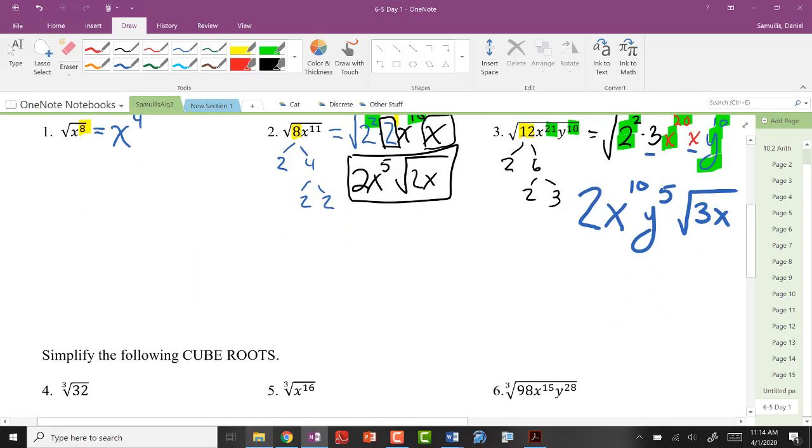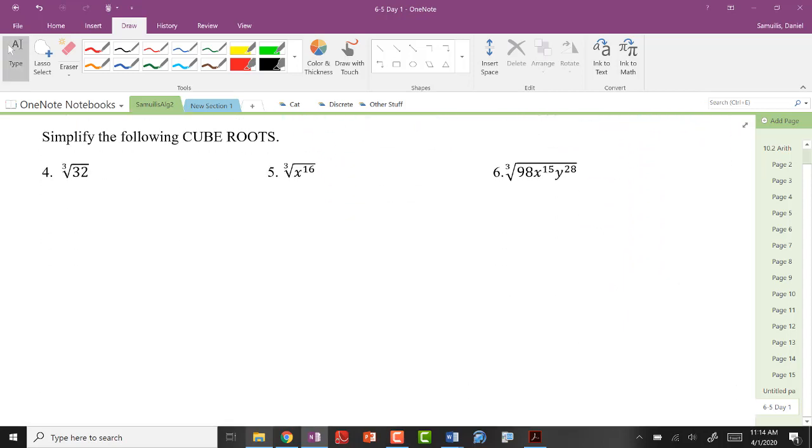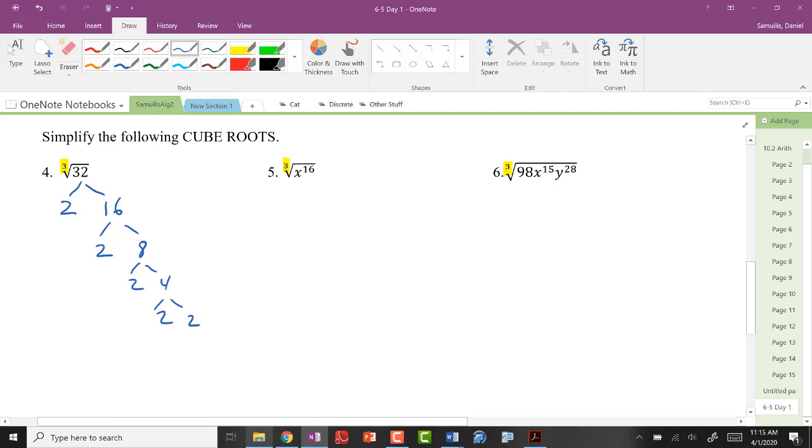So, moving on to cube roots. We do the same thing, but what has to happen now? If you're thinking in your head, oh, I need exponents that are divisible by 3, you are exactly right. Let's take a look at this 32. If we break down that 32, that's 2 times 16, 2 times 8, 2 times 4, and 2 times 2. So how many 2's do I have there? I have 5: 2 to the 5th.